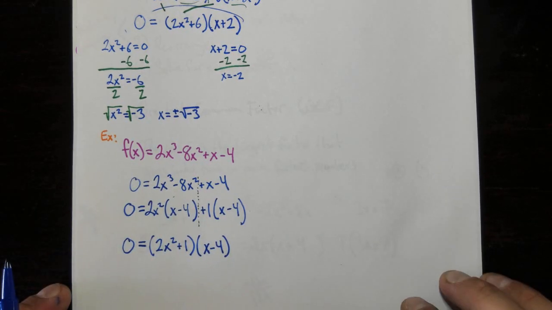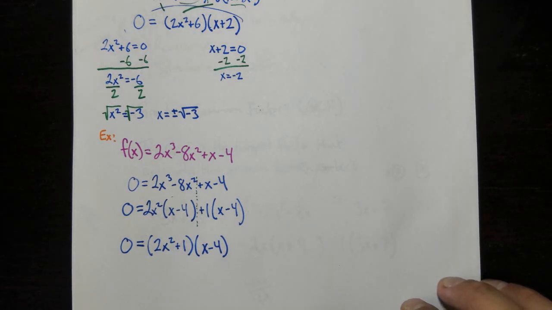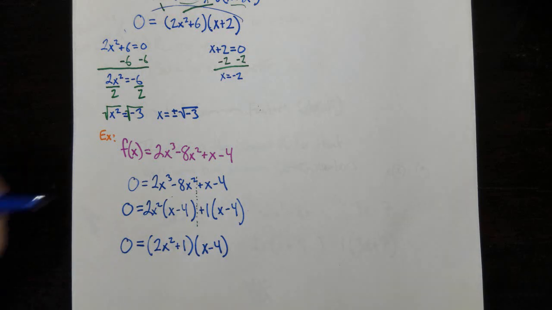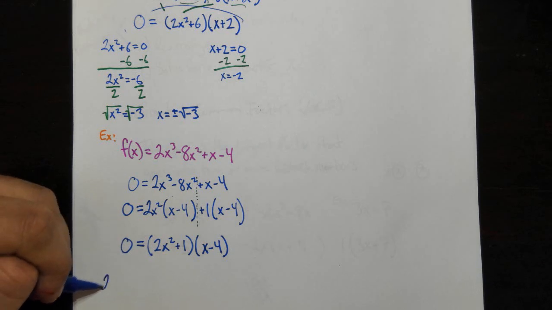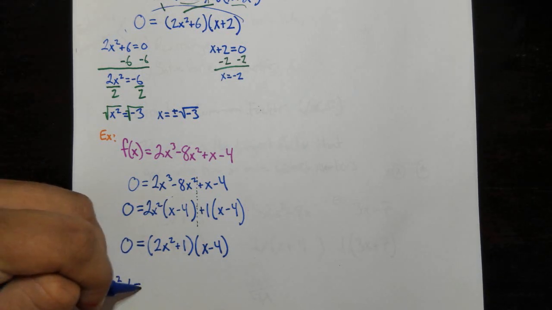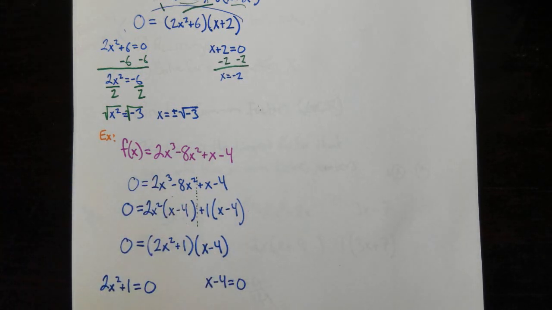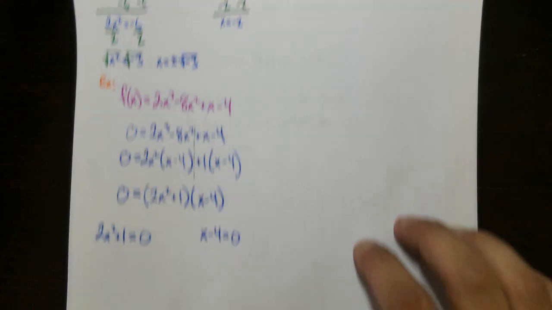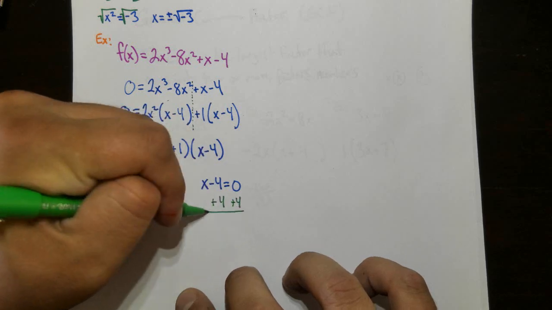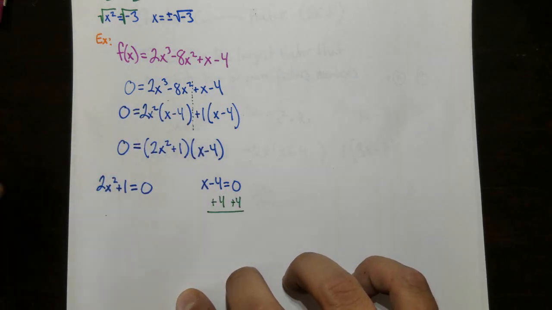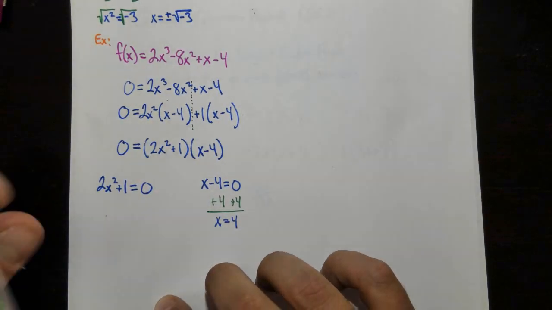And then we can solve for each factor. So let's see here. Set each factor equal to 0 and solve for each x. So we have 2x squared plus 1 equals 0, and we have x minus 4 equals 0. And then solve for each one, so add 4 to both sides here. And we have x equals 4. And then here, subtract 1 on both sides.